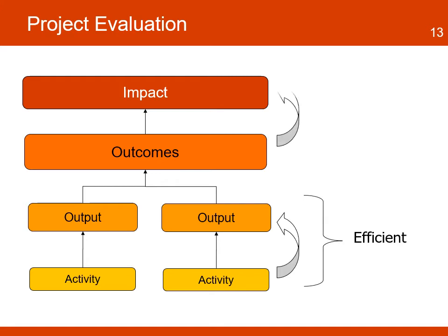Efficiency focuses on the relationship between activities and outputs, while effectiveness focuses on how the outputs are able to contribute to the achievement of outcomes and ultimately the project impact.